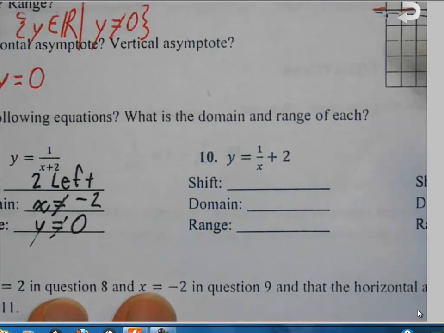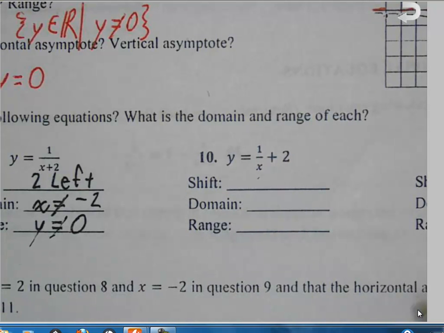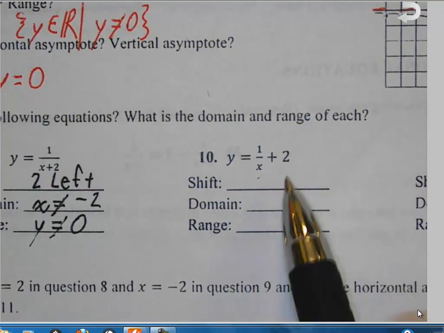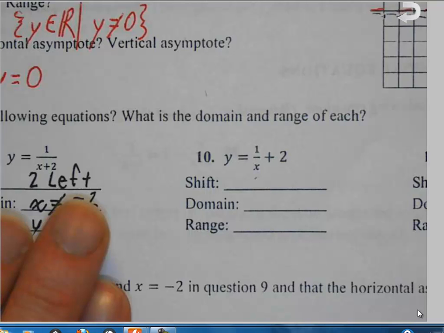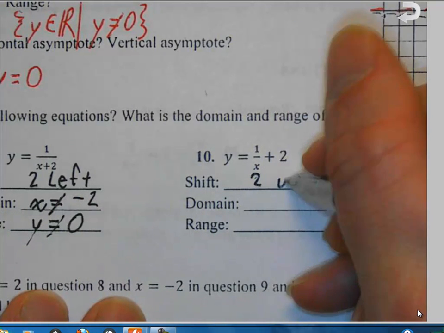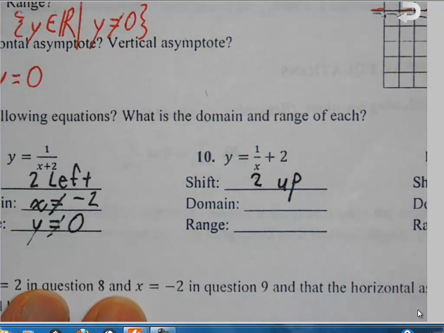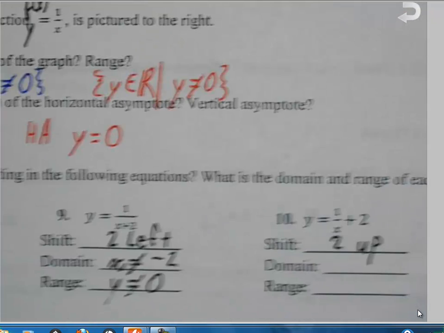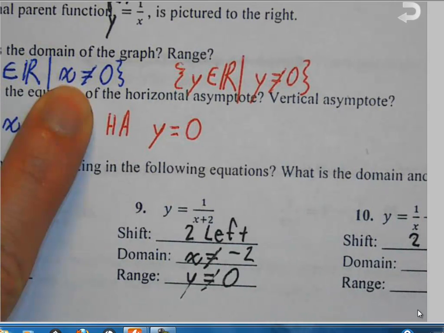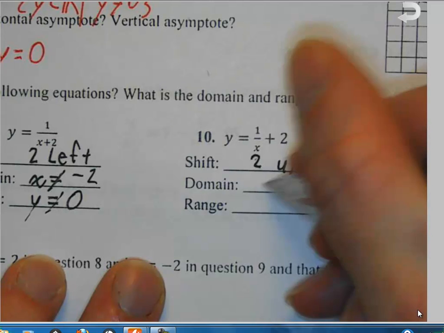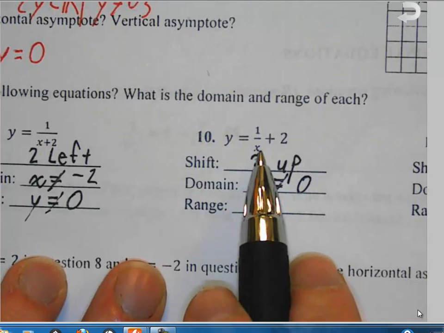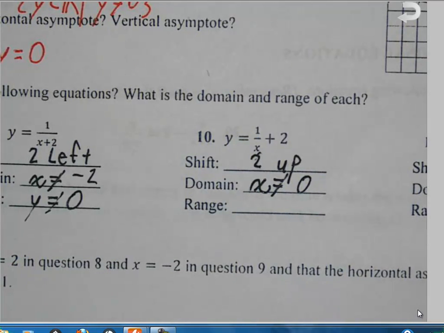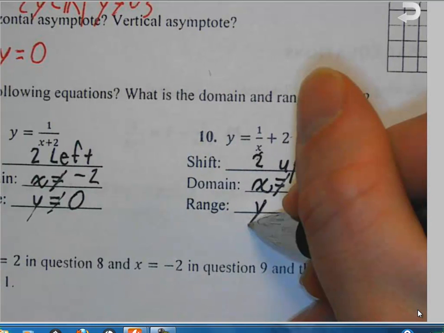Okay, the next one, as you can see, nothing is lying with your x. Let's keep it that way. But you have a vertical shift of 2. Now, the 2 is outside the fraction, and so the 2 is honest. So we say 2 units up. Your domain then returns to the domain given to you originally, that x does not equal 0, because, again, 1 should not divide by 0. Your range, instead of y cannot equal 0, is that y cannot equal 2 because it has shifted up.